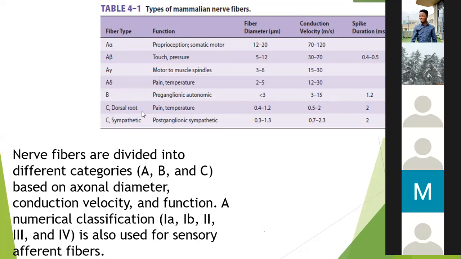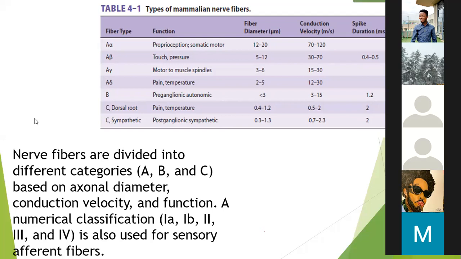Dorsal root means they are sensory. If they are from the dorsal root, joining the CNS via the dorsal root, it means they are sensory receptors. So these are the pain and temperature fibers. But you can have C fibers exiting the spinal cord via the ventral root, and those are the postganglionic fibers.